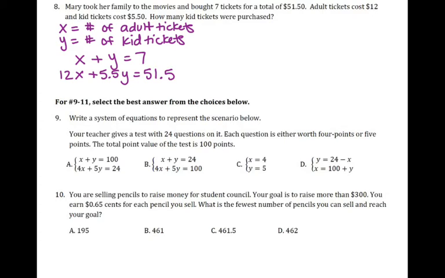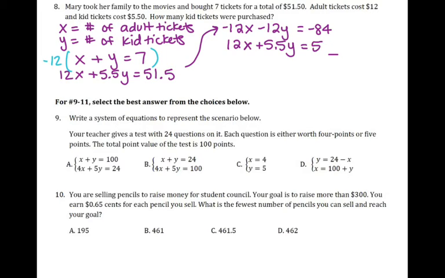So I'm going to take my first equation and multiply it by -12, and that's going to eliminate my x's. I can rewrite it over here: -12x minus 12y equals -84. My second equation, I'm just going to rewrite because we did not multiply it by anything: 12x plus 5.5y equals 51.5. And now my x's are all set to eliminate.